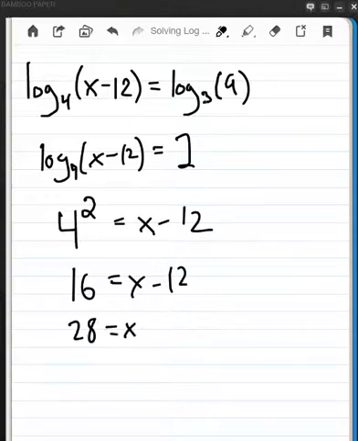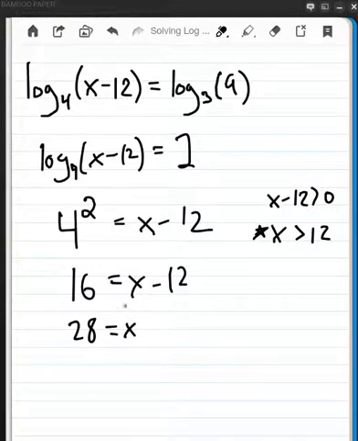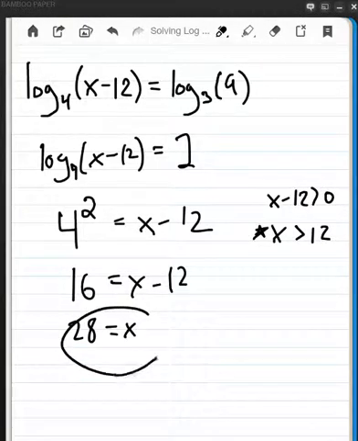Alright, if we look back up here, what was the domain restriction? X minus 12 has to be greater than 0, which means x has to be greater than 12. That's our domain restriction. Our solution is indeed bigger than 12, so it satisfies that condition. There you have it. Those are the two different ways that you can solve logarithmic equations.